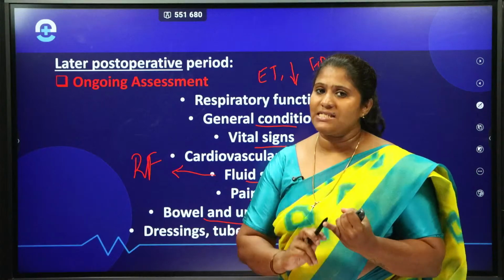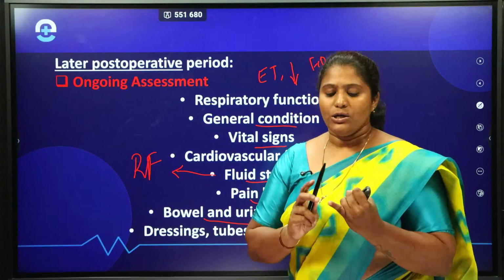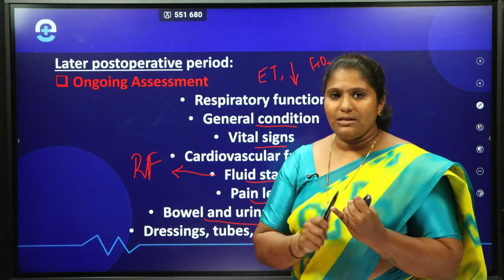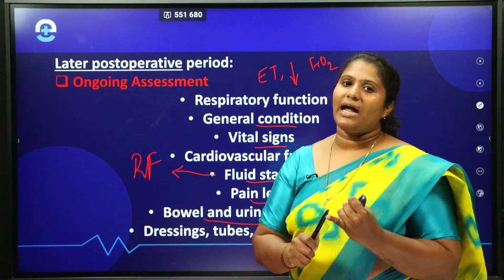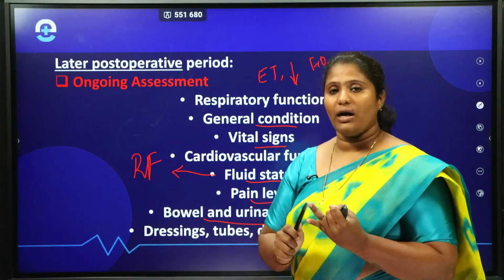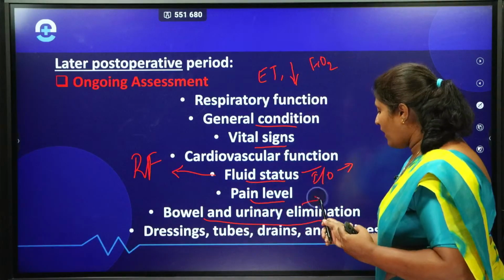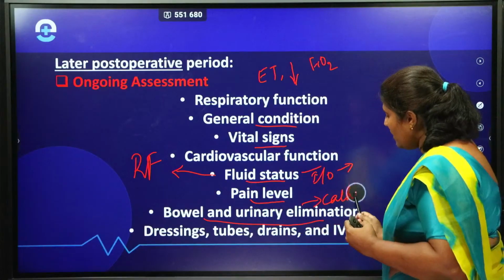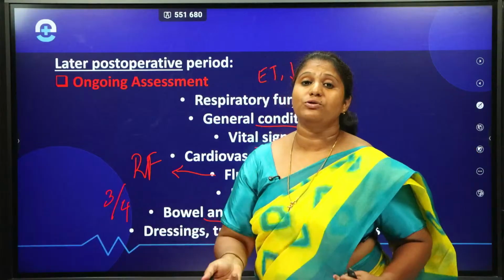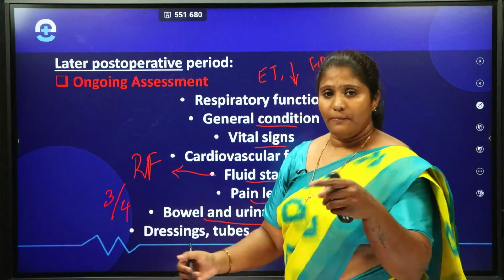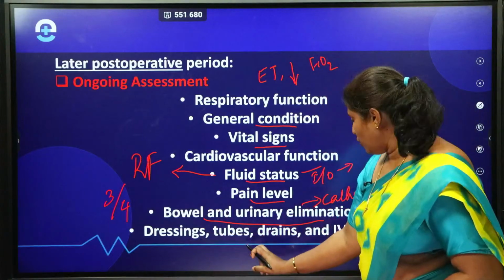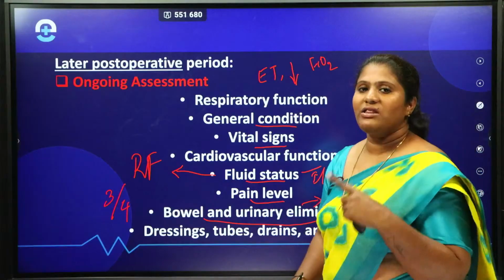After the surgery, on the first day they can't pass stool. Okay, so immediately you need to check bowel flatus. Because if the flatulence is relieved, the patient can easily walk and they can easily pass the motion. Then urinary elimination, you have to see the catheter. Okay, immediately if the catheter is filled to 3/4, you have to inform the staff to change it. Then dressing, tubes, drains, IV lines, everything you need to check.